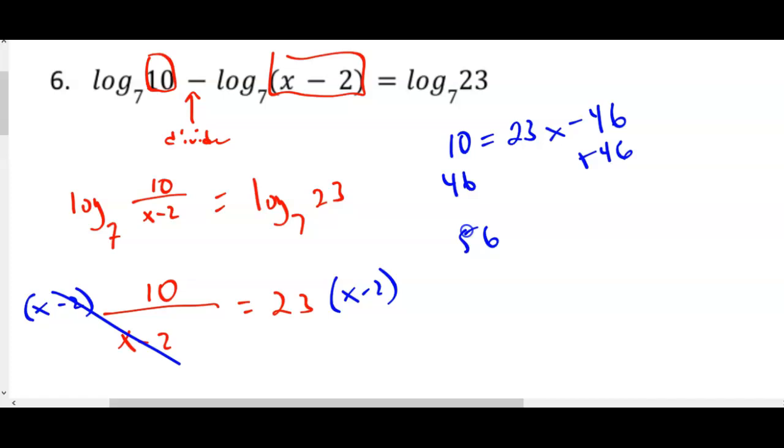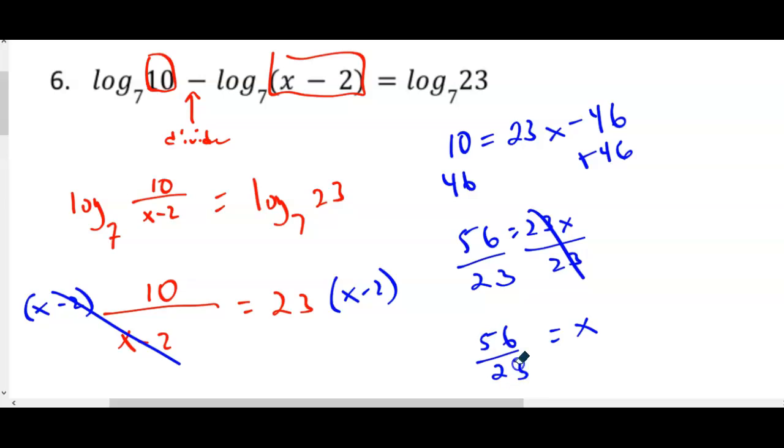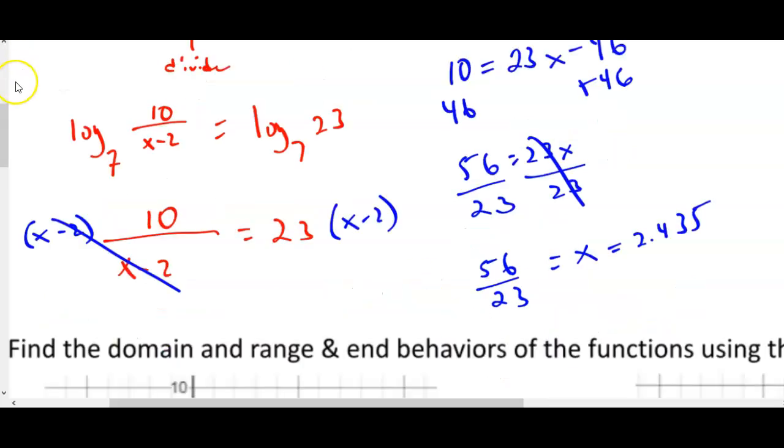And you get 56 equals 23x, and then we'll divide by 23 on both sides. And so x equals 56 over 23. Alright, or if you wanted to convert that to a decimal, you get 2.435. So there's your decimal on that.